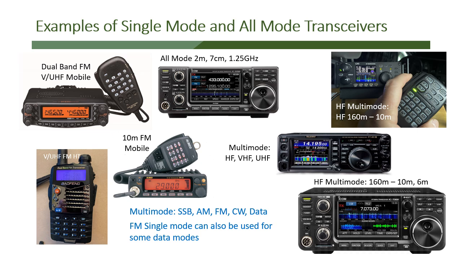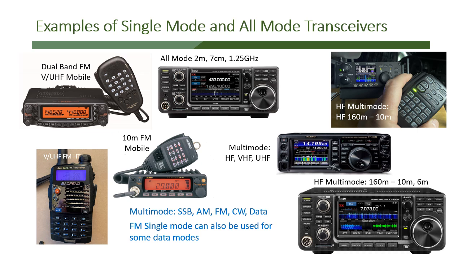So we have on the top left a dual band FM, VHF, UHF mobile radio. This is a true dual band radio, which means it has two separate receivers. So they're dedicated. It's not one receiver being shared by different parts of the radio. It is two separate receivers. It's actually more expensive that way, but it has some very significant advantages.